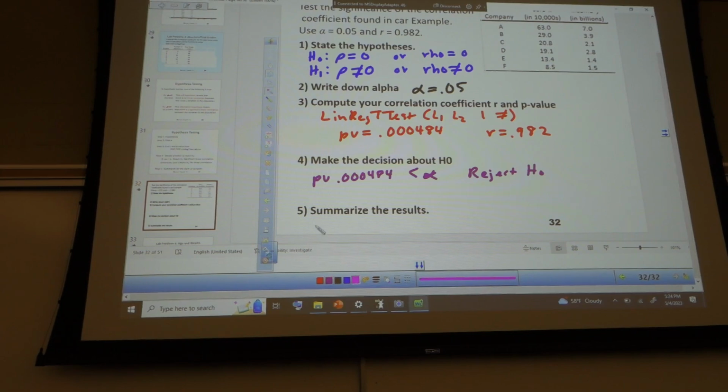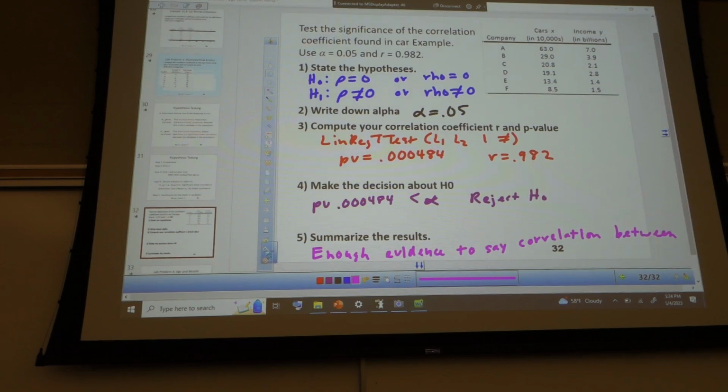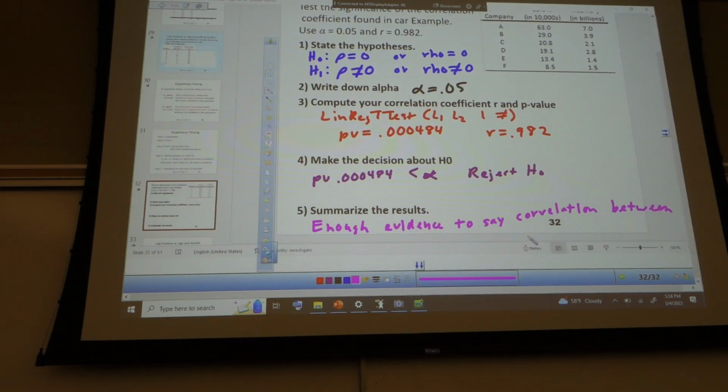Which means that we have enough evidence, that's step 5. And since there is no claim, does everyone see the fact that there's no claim? So if there's a claim, you just do it like you would normally do it. But since there's no claim, we're going to say enough evidence to say correlation between, what are my two variables? Cars and income. Yep, between blank and blank. Cars and income in this case.